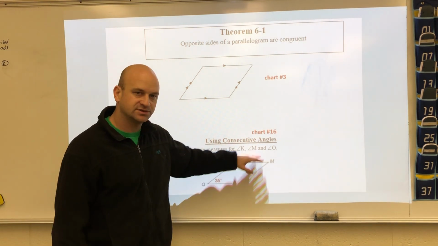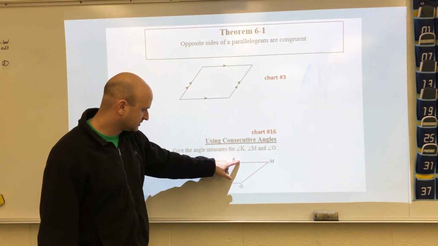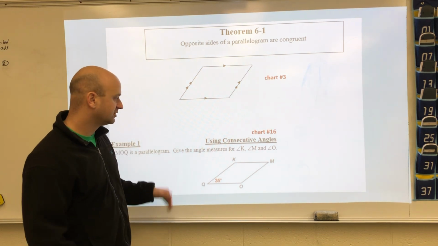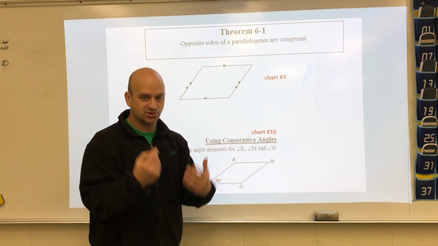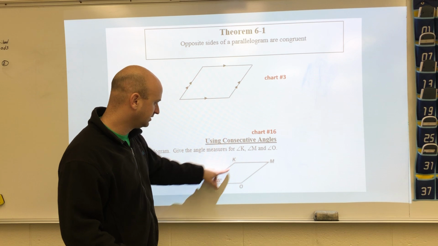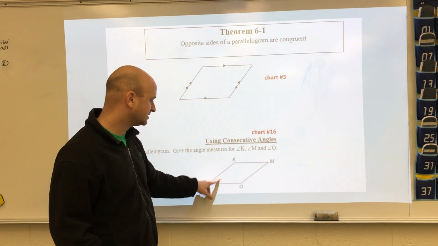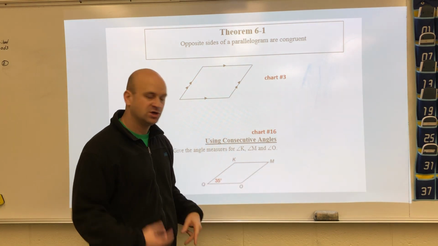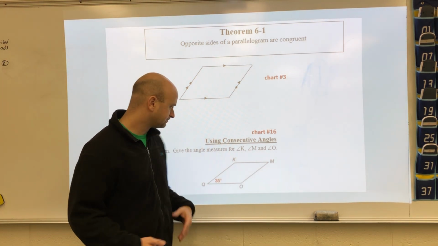Consecutive angles, right? So in a parallelogram, these angles are called consecutive angles, or also same side interior angles. And those angles are going to be consecutive, and the property of those is supplementary. So these two angles are going to add up to 180 degrees. K and M are going to add up to 180 degrees. M and O are going to add up to 180 degrees.